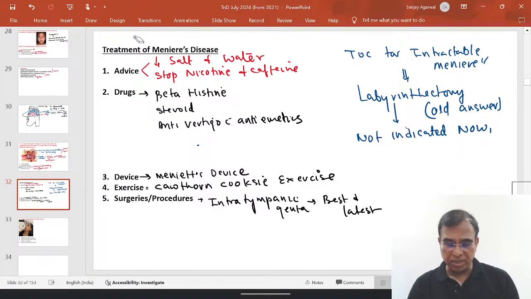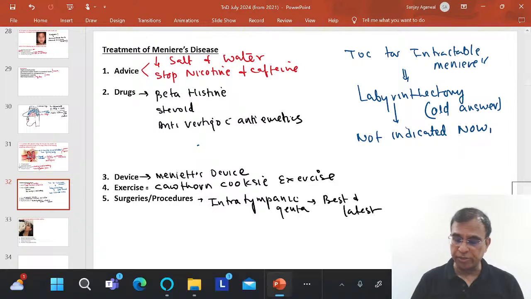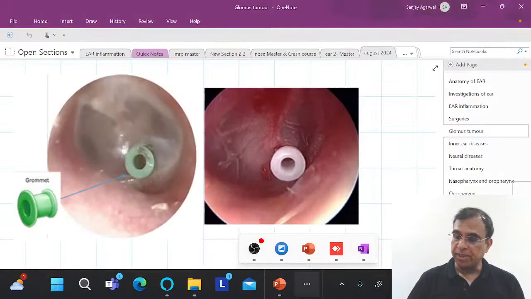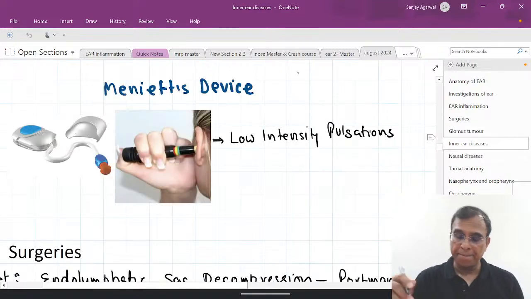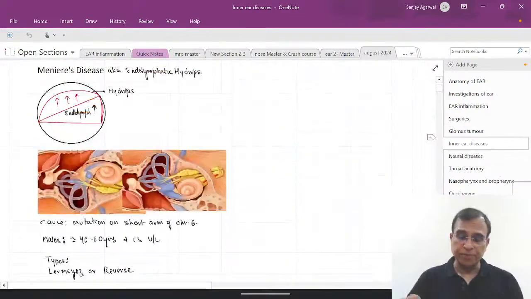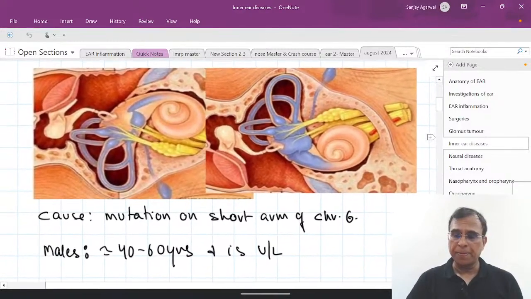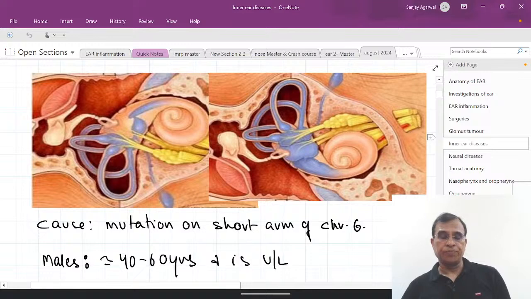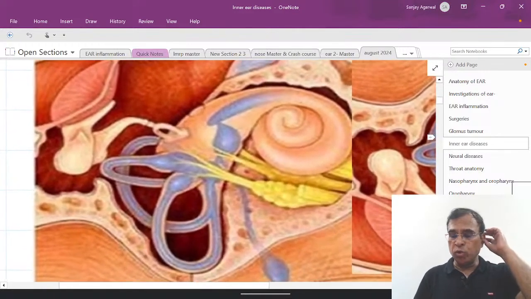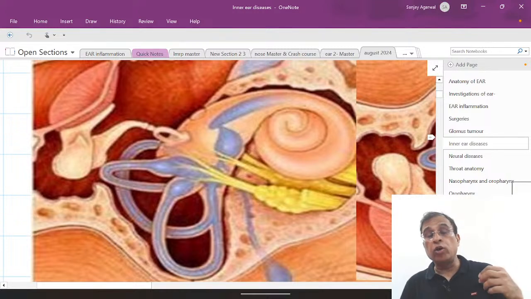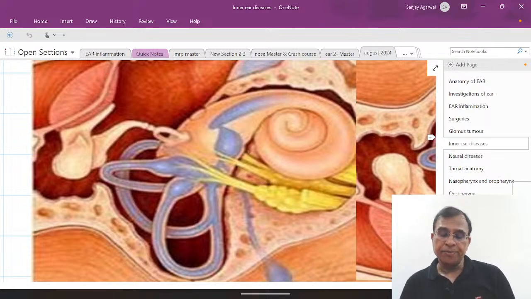Now, how does Meniere's device help? That's a very complex question to answer. How does Meniere's device help? Let me try to help you with that. Try to answer this question with the help of this image diagram. Now, in Meniere's disease, what happens? In Meniere's disease, this is called endolymphatic hydrops. So, this blue thing is the normal endolymph, and it is present in the inner ear, as you can see.